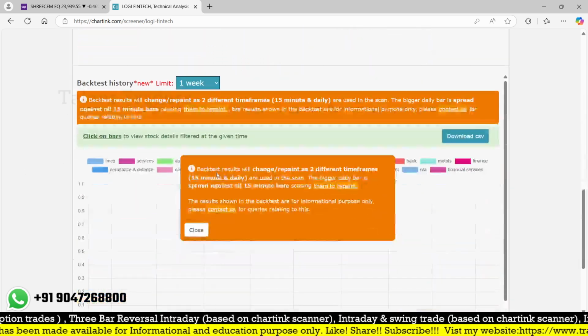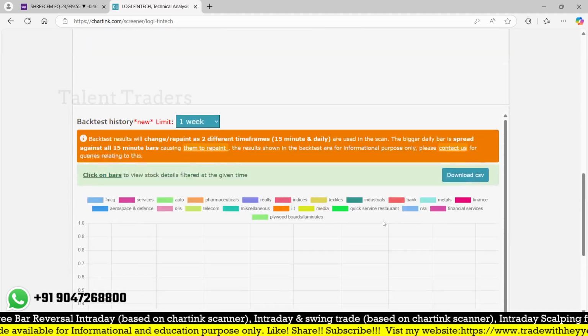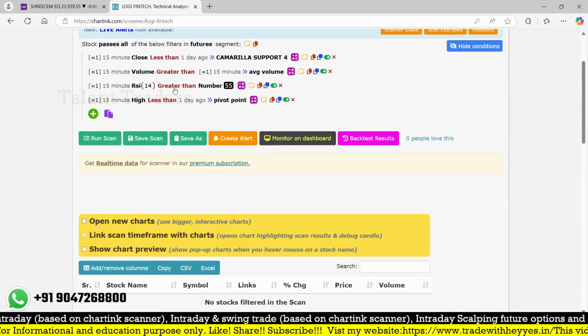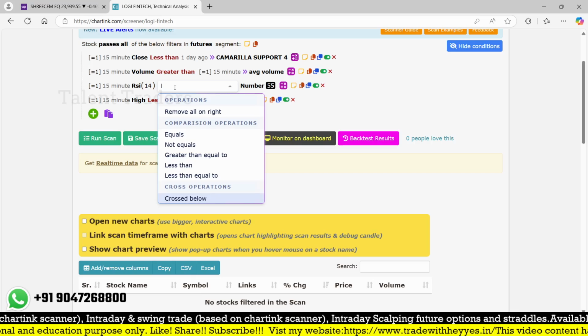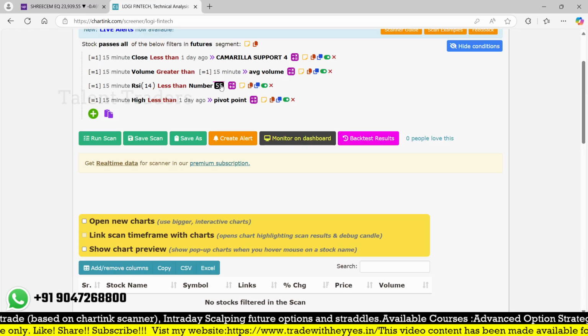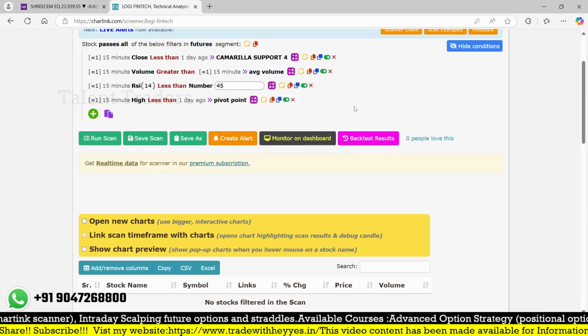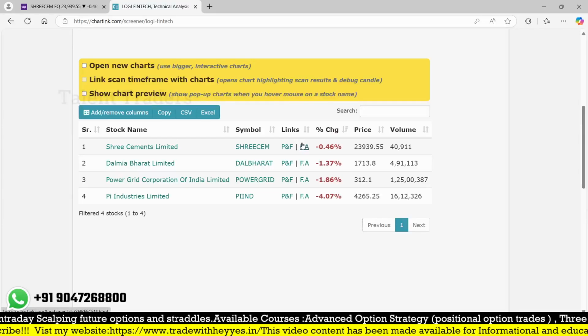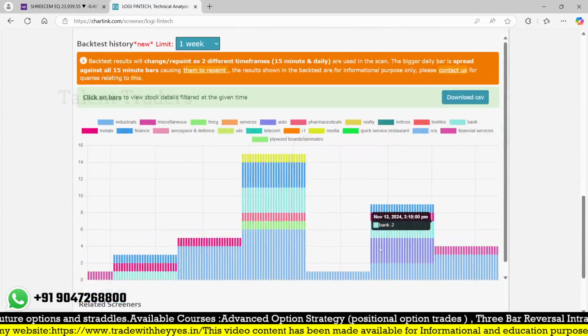Okay, so let me check for any stocks. I think there are no stocks because of this RSI condition. So RSI must be less than 45. Let me change this. If we check this, it may give some stocks. And look at this, we got opportunities.